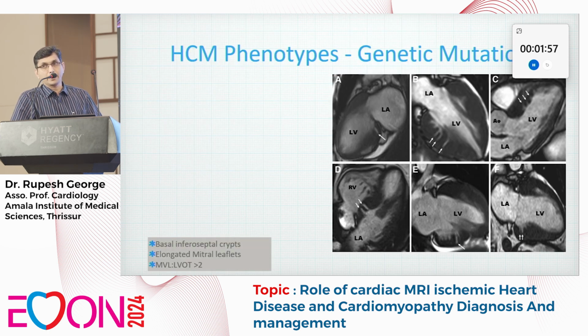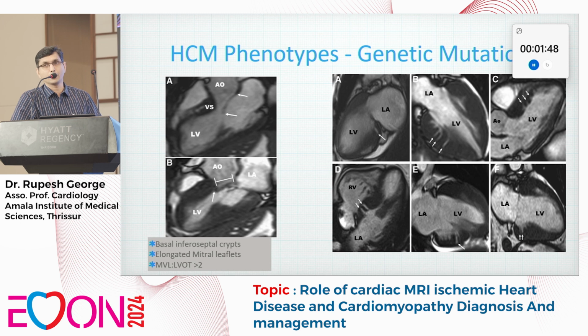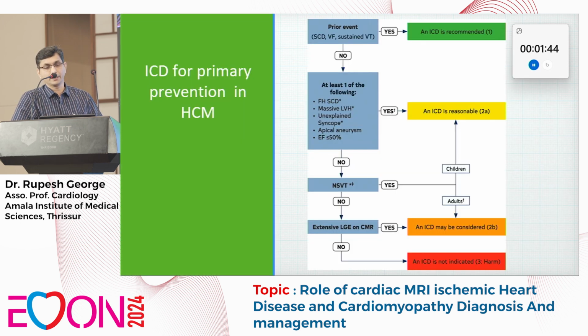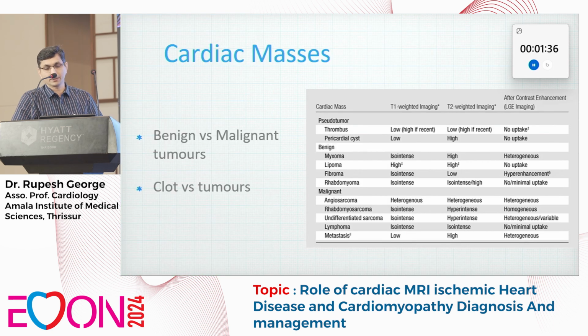enhancements in the septum and also the lateral wall. Now there are some phenotypes by which we can even say there is a genetic mutation, especially when crypts are seen in the infralateral region and there is an elongated mitral valve. Most of these patients will have genetic abnormalities, so their family may also have transmissible hypertrophic cardiomyopathy. So this we have already discussed.